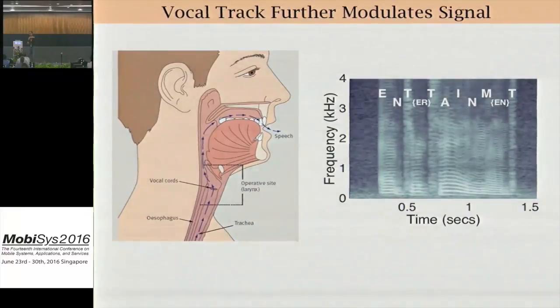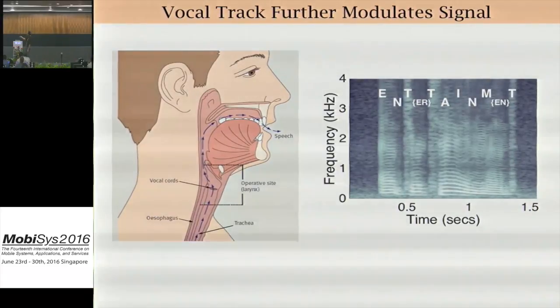Some parts are emphasized, some parts are de-emphasized, tones come in. All of that is done by your vocal cord and your mouth and nasal cavities. They all modulate that signal, and finally one complete acoustic signal comes out. And here is an example where the person said entertainment, and this is the spectrogram of that spoken word entertainment.